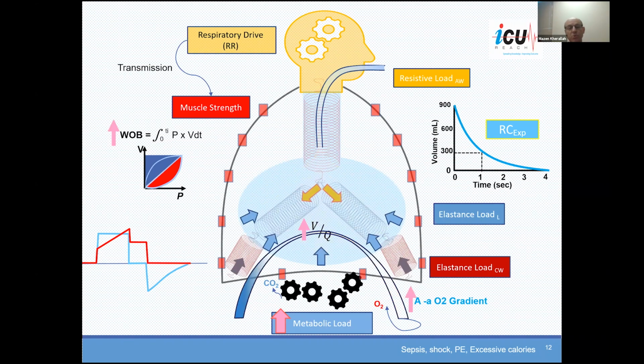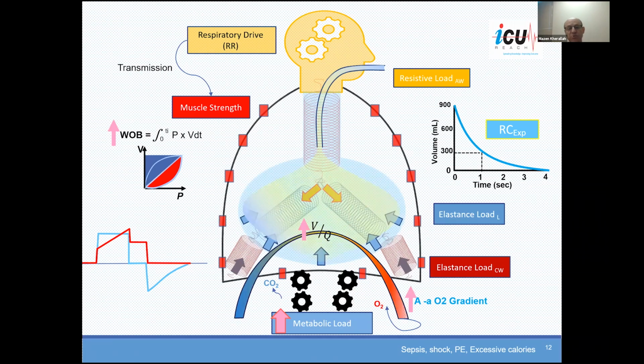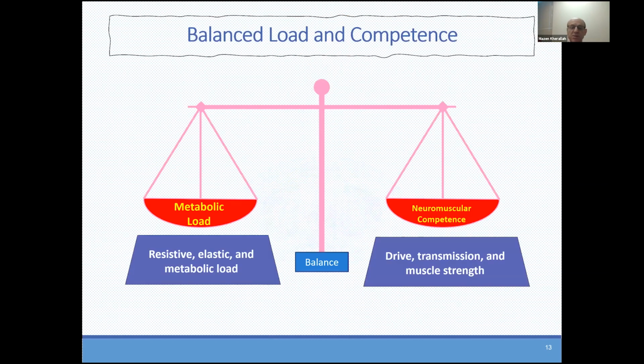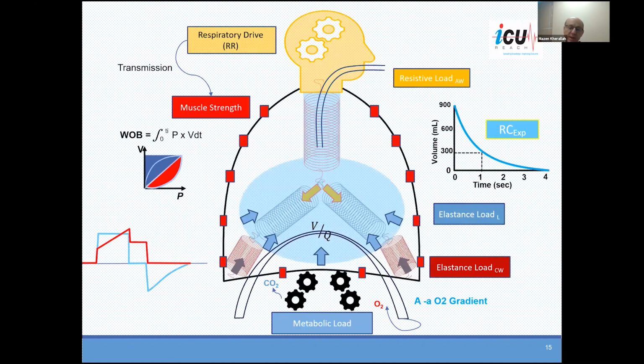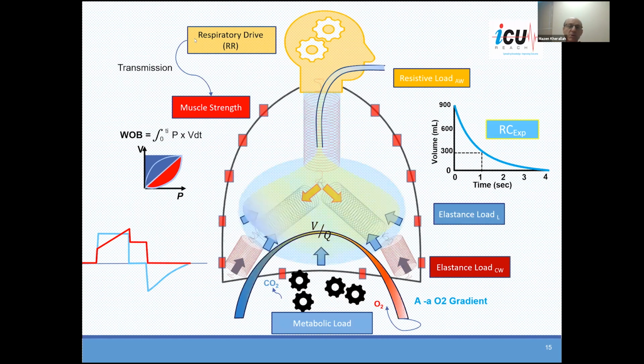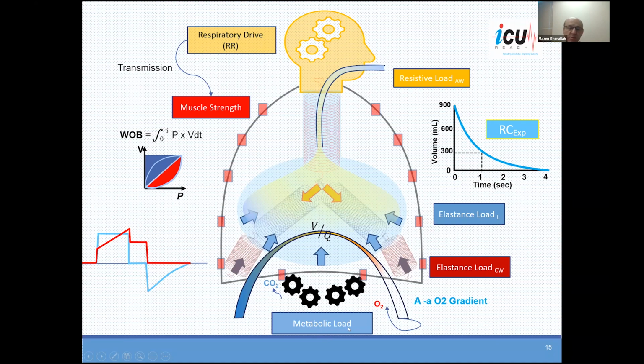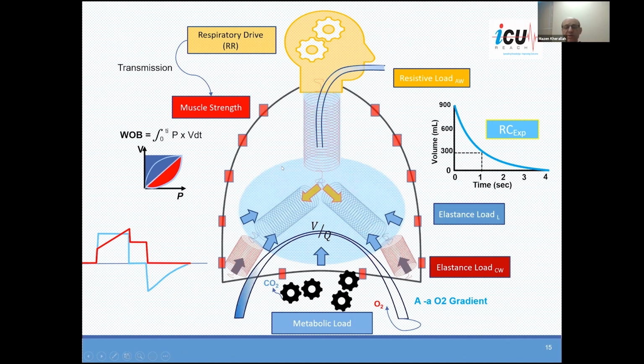If the patient is able to work hard, increase his work of breathing, at that time you will see things in balance between the metabolic load of the patient and the neuromuscular competence. However, if the patient gets tired, at that time the decreased neuromuscular competence will put things in imbalance, and the patient would go into respiratory failure. The fourth type of respiratory failure would be actually in the neuromuscular system. So the resistive load is normal, the elastic load is normal, and the metabolic load is normal. However, the patient has a problem.